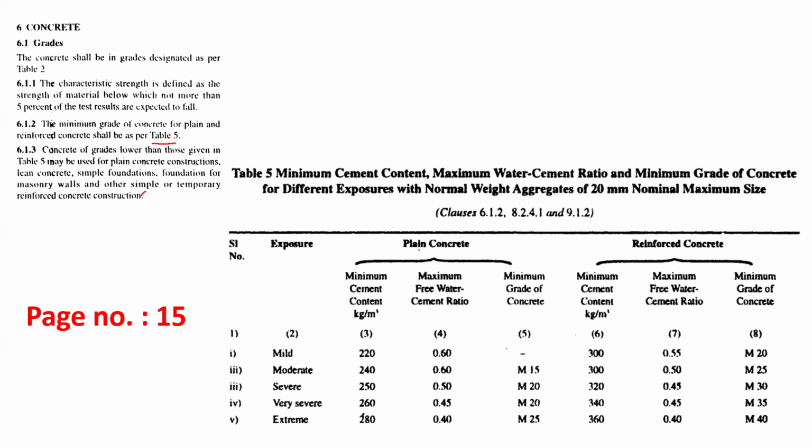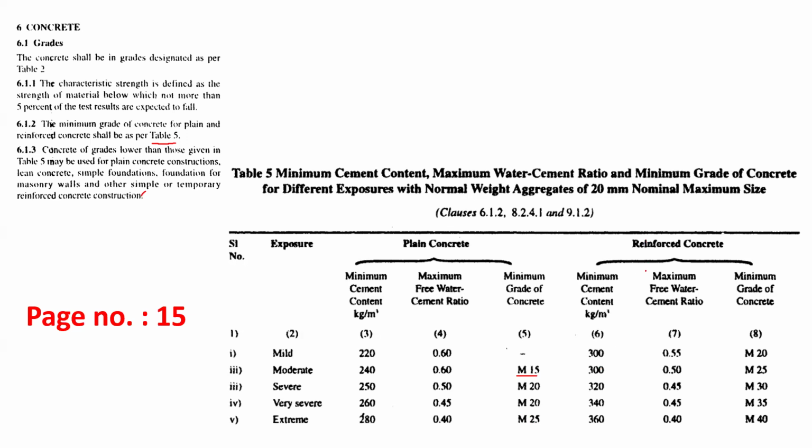Here they have mentioned for plain concrete the minimum cement content, maximum free water cement ratio, and minimum grade of concrete. You can see the minimum grade of concrete is M15, and the exposure they have mentioned over here. So for moderate we have M15, severe M20, very severe M20, and extreme M25.